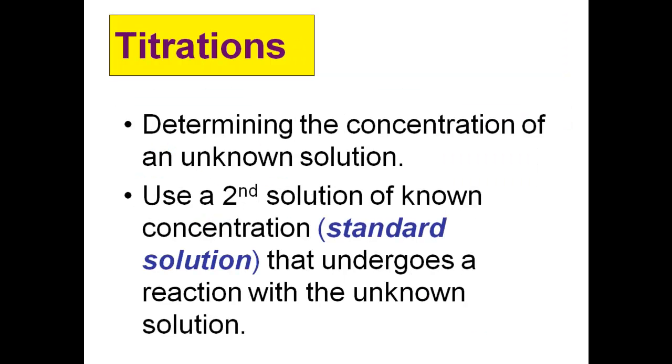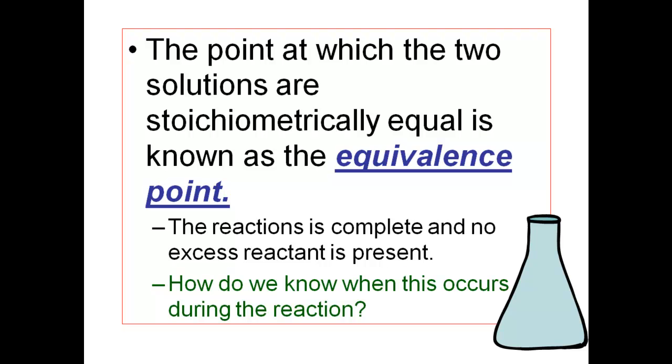What I want to do now is just real briefly talk about titrations. We'll have a unit later in the year where we talk about them in more detail. A titration is used for determining the concentration of an unknown solution. So we use a second solution of known concentration. This is called the standard solution, and it undergoes a reaction with the unknown solution. Typically, we use this with acid-base reactions and a neutralization occurs. The point at which the two solutions are stoichiometrically equal is known as the equivalence point. And the reaction is complete and no excess reactant is present.